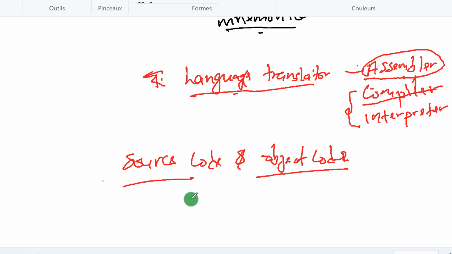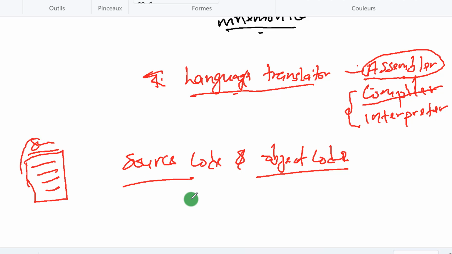That original code can be in assembly language or in a high-level programming language. Meaning that when you are writing your C programming language, that file where you are writing your C programming language is called a source file, or you just call it source code. Now the object code here is just the translated version of the source code by a language translator. Example, a compiler.